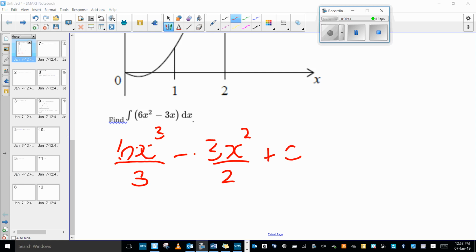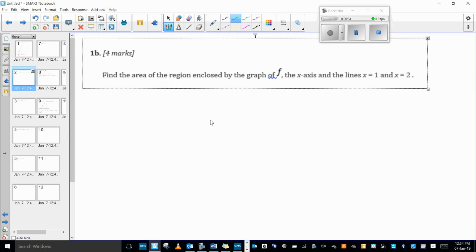Okay, so that's that one. It was just 1 mark for each part, I think. You had to deduct 1 if you didn't have a plus c. Okay, part 2. Find the area of the region enclosed between that.